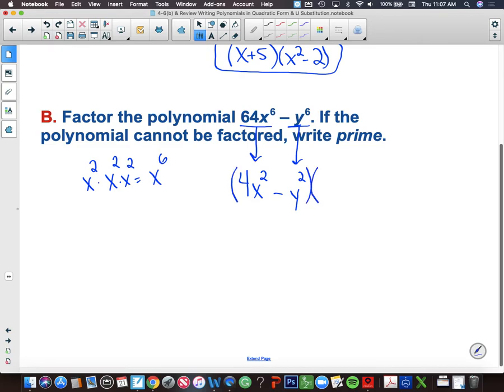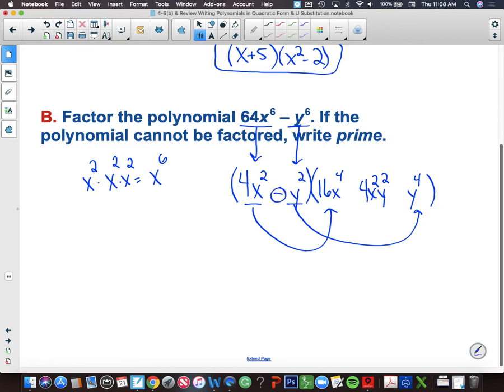Okay, so you got your little set of parentheses and your bigger one that has 3 things in it. 4x squared turns into 16x to the 4th. Y squared turns into y to the 4th on the back end. And then the middle one is those 2 multiplied together, so it'd be a 4x squared y squared. And then for the signs, we're going to do same, opposite, always positive, and then you're done here.